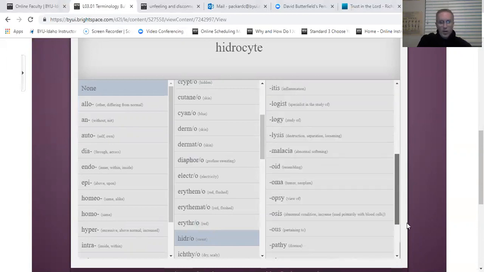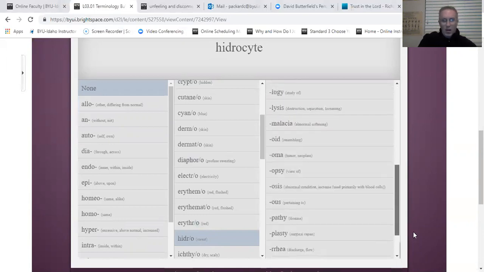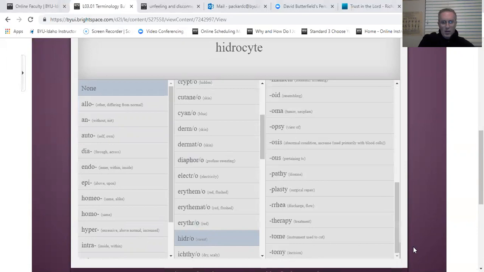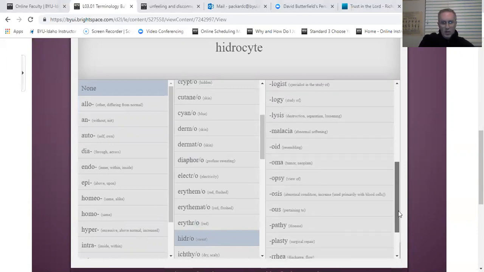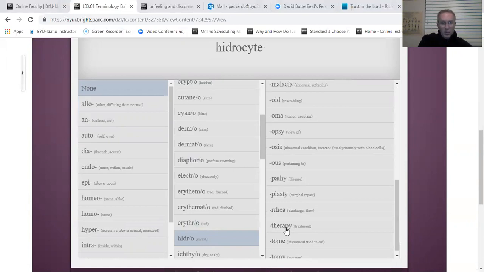We can find another suffix here. Here's a funny one. Hydrotherapy. In this case, it's not getting in a hot tub and trying to move your joints. If we're looking at the actual definition, it would be therapy using sweat.